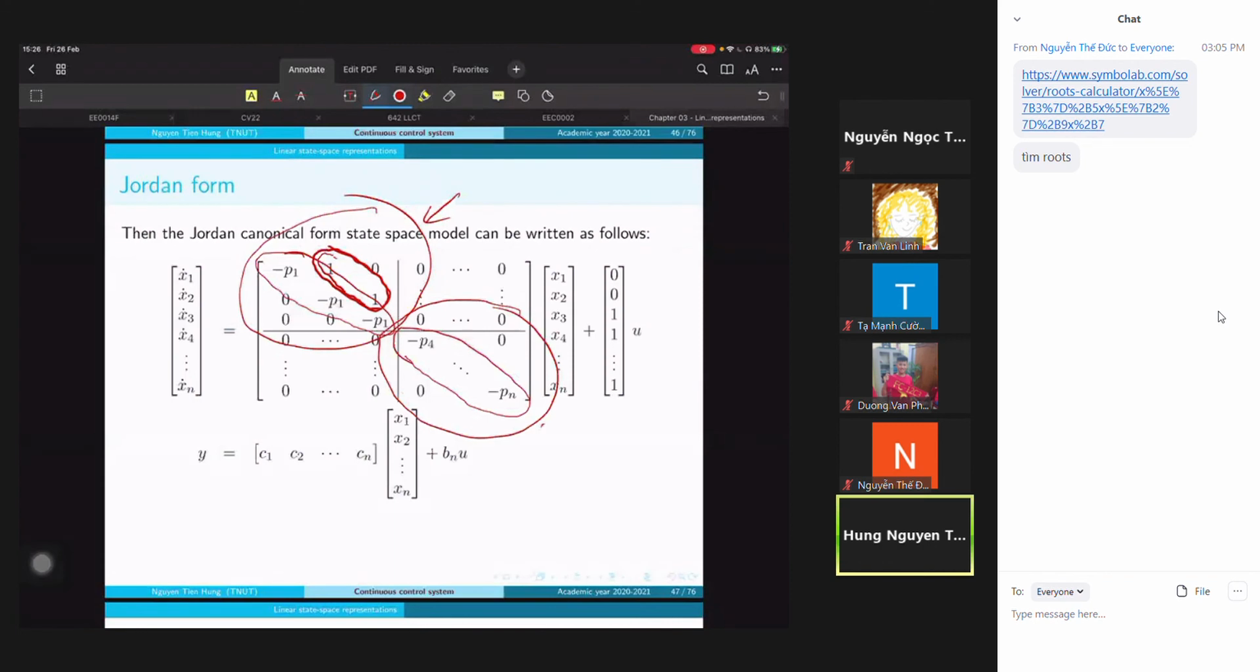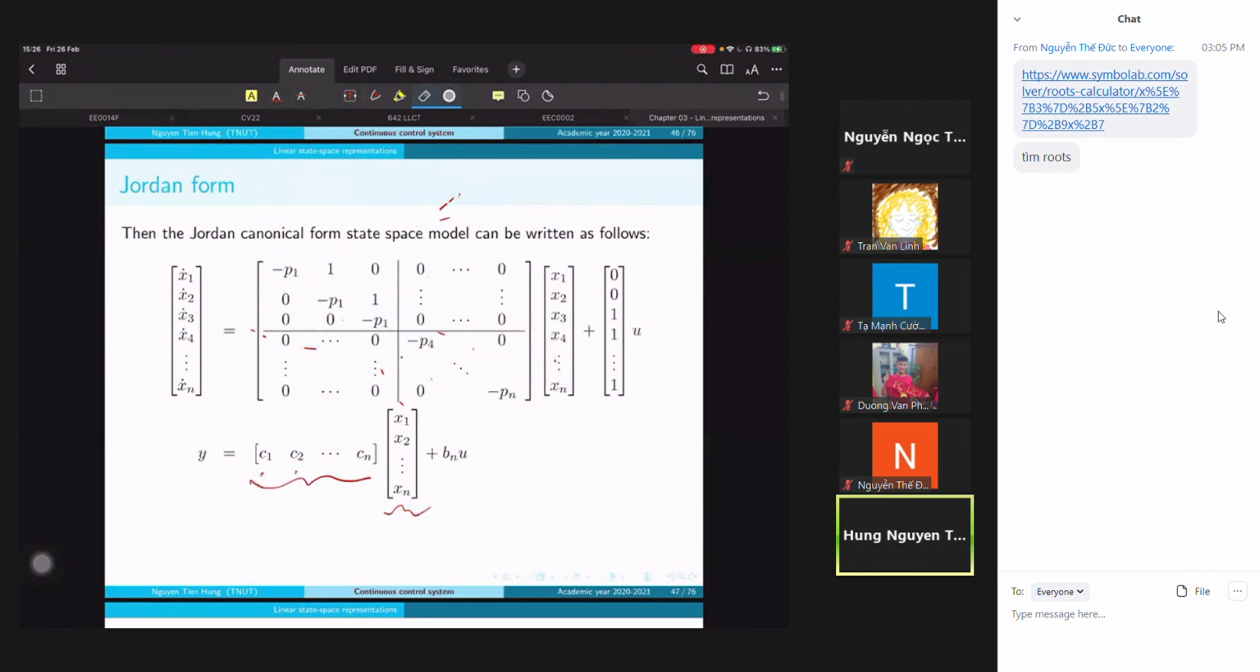And for C, we have to represent C1, C2 up to Cn, because we have only n variables like this. So in this case, it is a special case of the diagonal form, but in this equation the system matrix consists of 2 blocks, and the first block is not diagonal, but the second block is still diagonal with distinct roots.